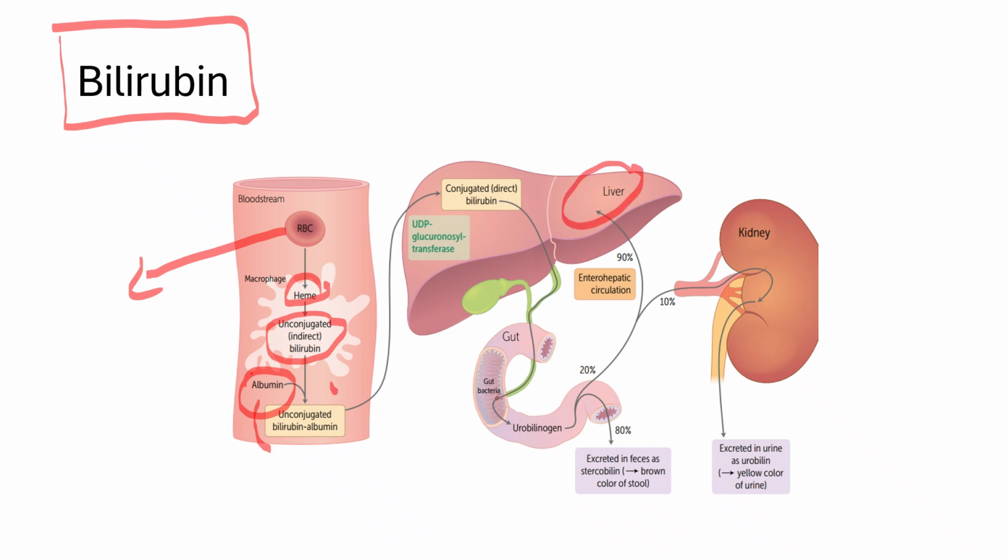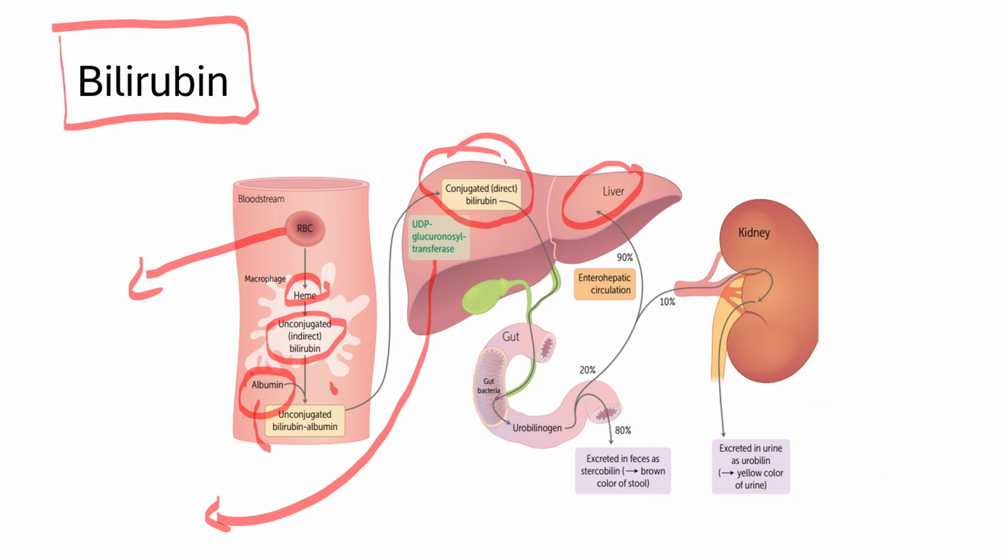So what happens in the liver? This unconjugated bilirubin is converted into conjugated bilirubin by the enzyme UDP glucuronosyl transferase. This enzyme is very important because it is absent or decreased in hereditary hyperbilirubinemias. We will discuss these hereditary hyperbilirubinemias in detail.